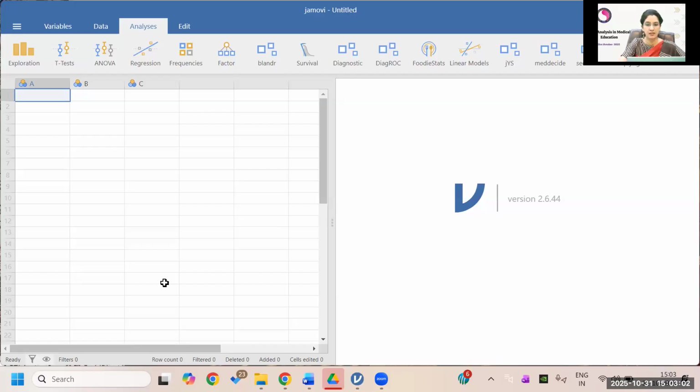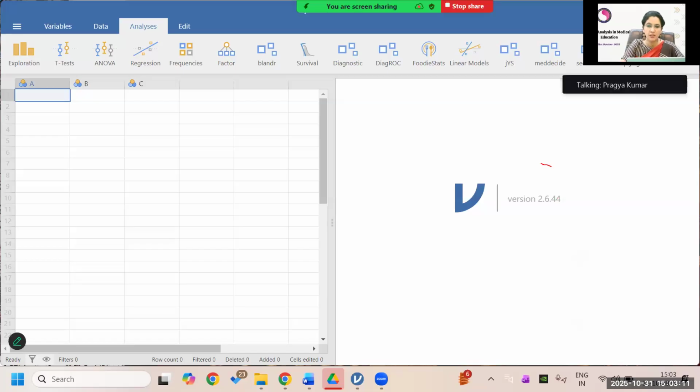And try again. So that's what I did and now it is opening. When you open Jamovi, it opens like this and you can see the version here. It is the same version which you are supposed to download, the solid version 2.6.44. Once you have downloaded this, it is the basic module which will be installed in your system.